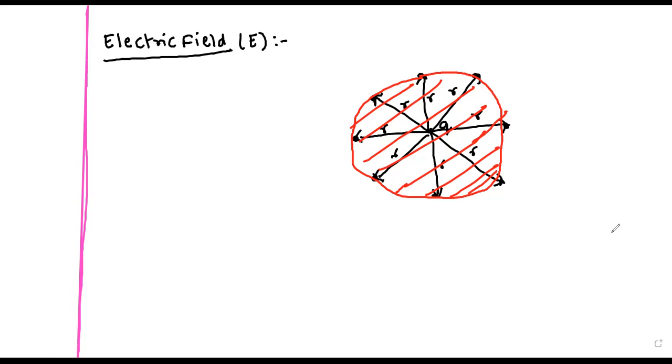How do I know that up to this distance only the charge will be distributed, right? That means this charge can distribute more or it may be less. Okay, how do I know, in order to check how much distance the charge is distributed.